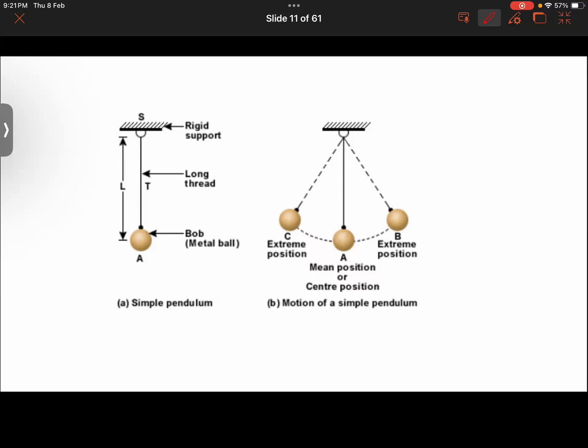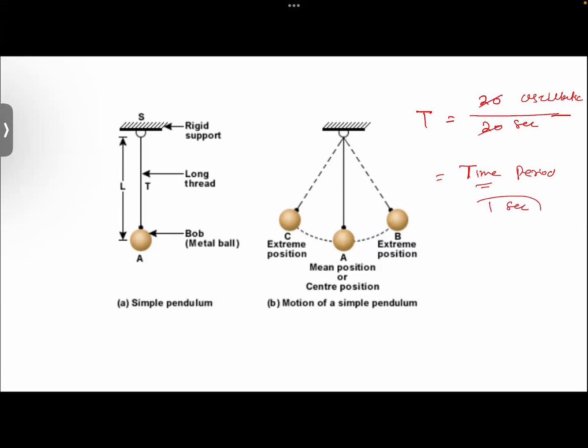Right. So for example, a pendulum does 20 oscillations in 20 seconds. So you need to find what is the time period. We calculate the time period in the context of one oscillation. So time period is the total time taken upon the total number of oscillations. 20 upon 20, that is 1. So it takes 1 second to do one oscillation. So that is the time period of the pendulum.